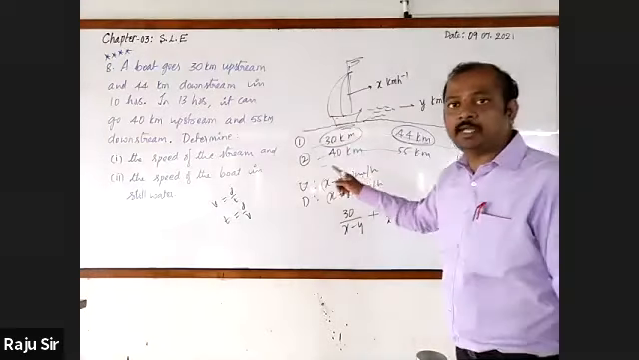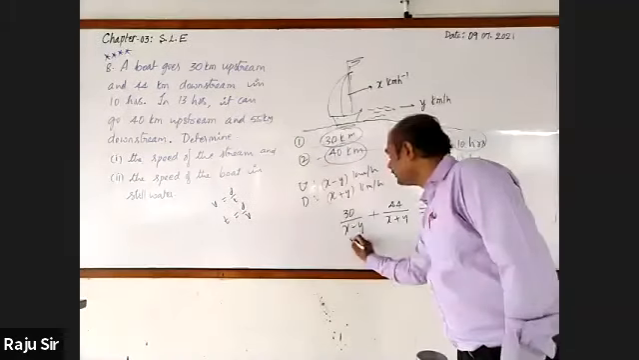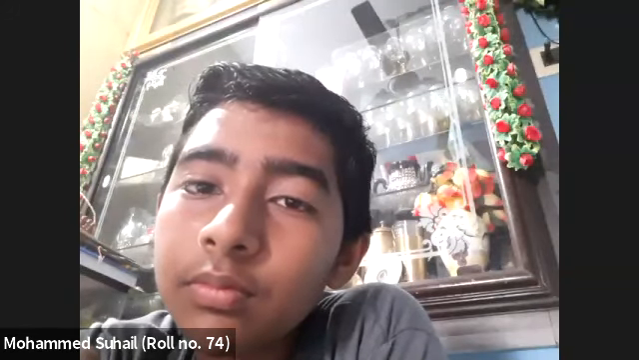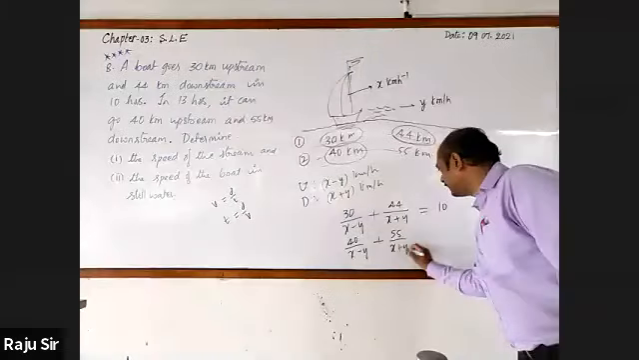What is the time taken by the boat to cover 40 kilometers? It is 40 by x minus y. Plus, downstream 55 kilometers: 55 by x plus y. Altogether it is equal to 13 hours.